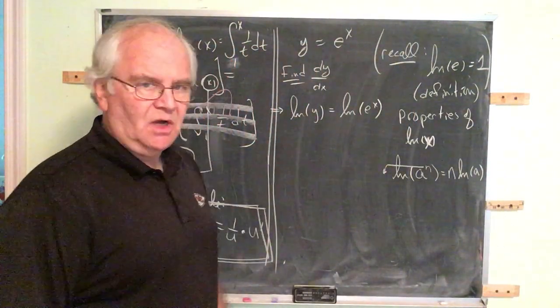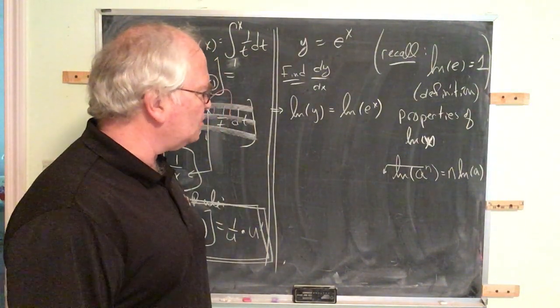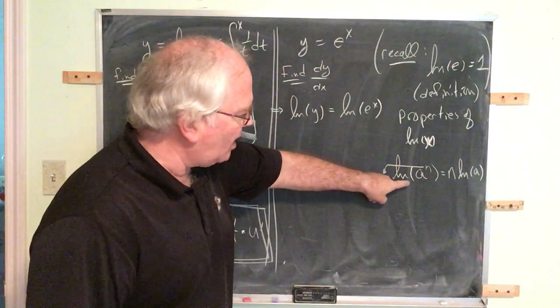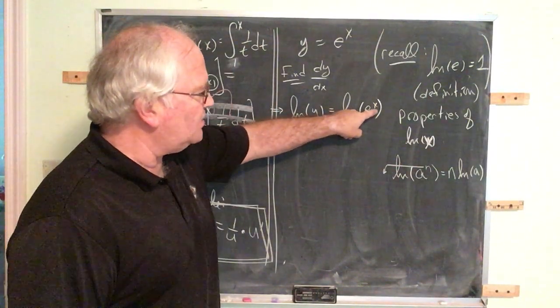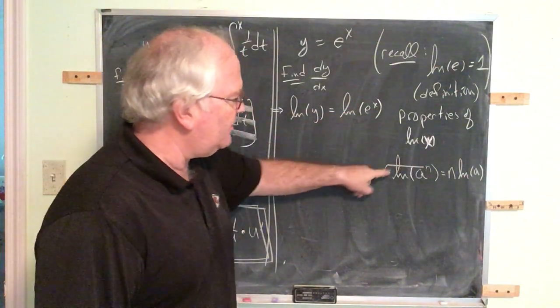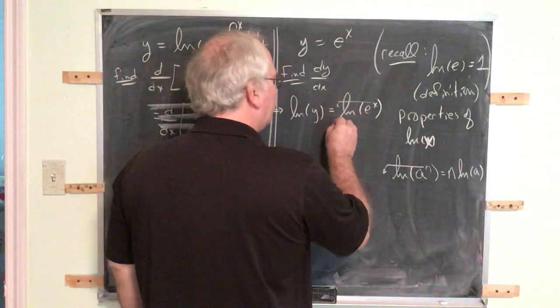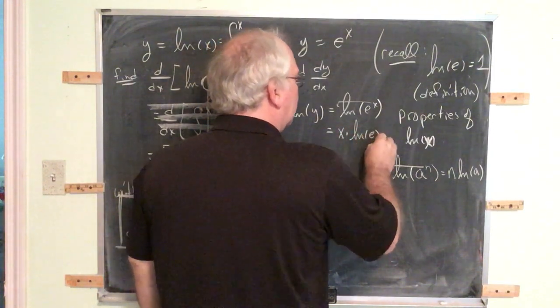This is one of the basic laws of properties of natural logs from your study in basic algebra. And so that is true here. We may apply this property, natural log of a raised to the n. We have the natural log of e raised to the x. We're going to apply that property here, which means take this exponent, move it down front. So now this is the same thing as x times the natural log of e.